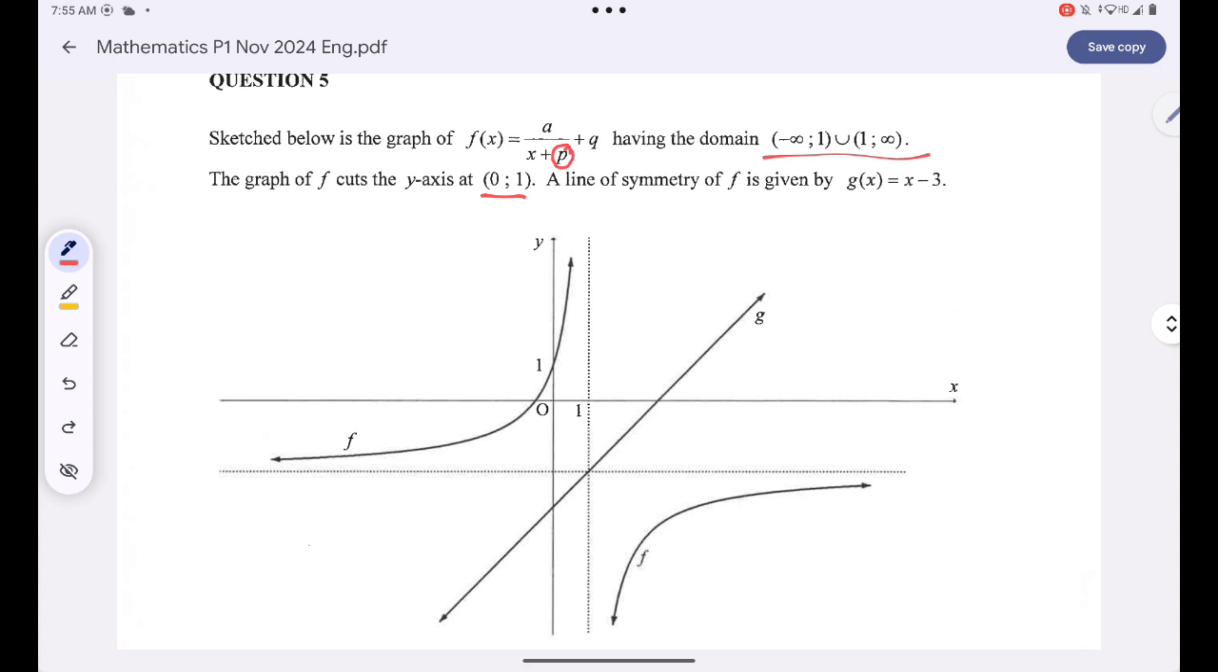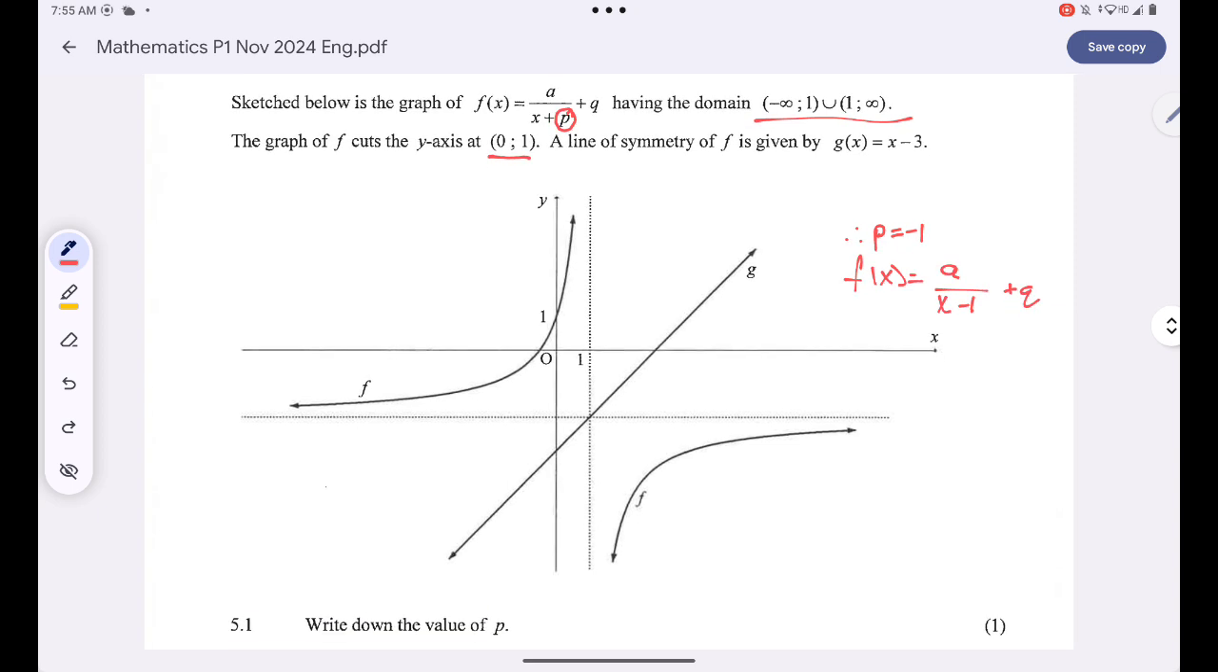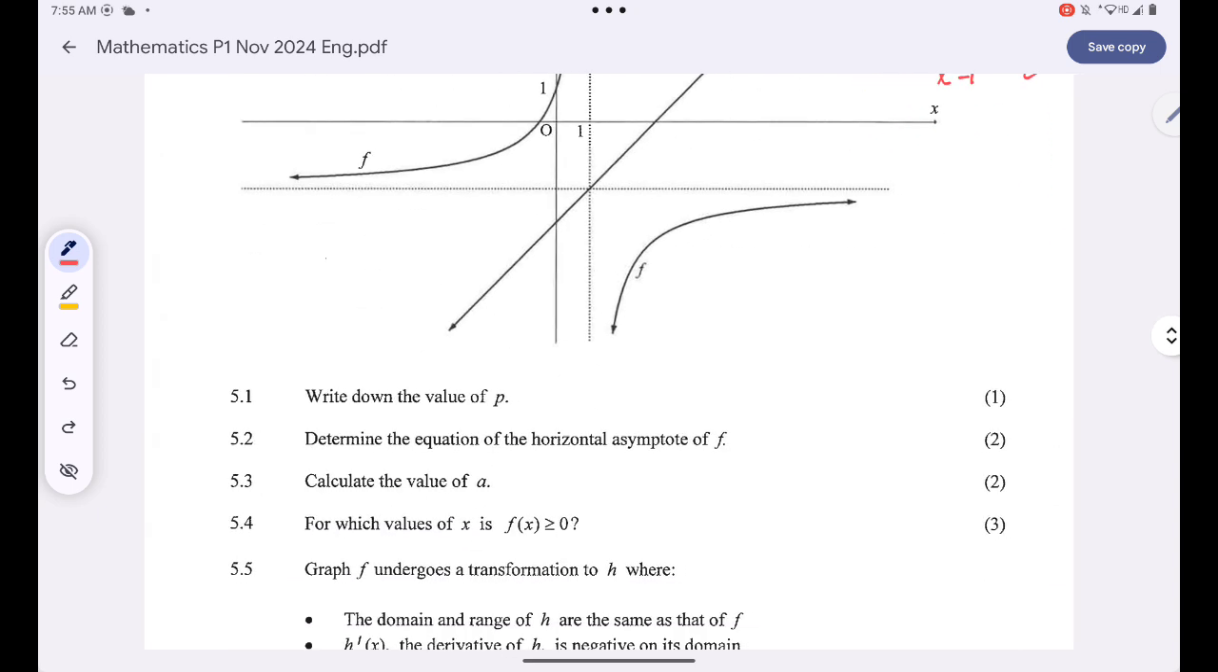Since the vertical asymptote on the graph is the line where x is equal to positive 1, I can therefore conclude that p is equal to negative 1. So f of x is basically equal to a over x minus 1, plus q. We don't know the value of q. Are you together? But we can find the value of q by simply using the axis of symmetry. But before we answer these questions, let's see the order in questioning of the examiner.